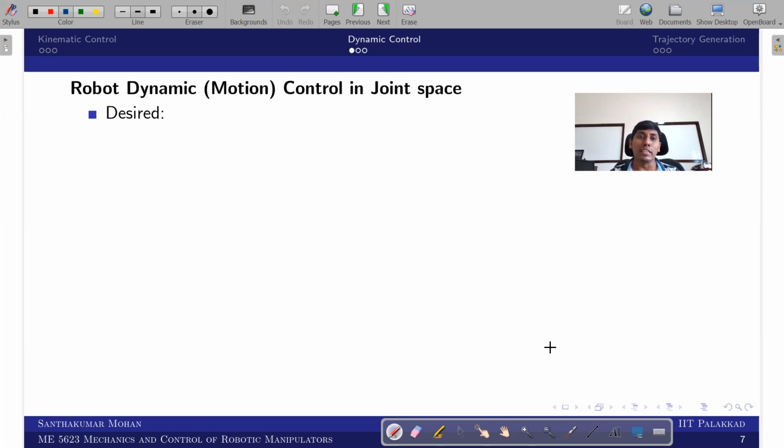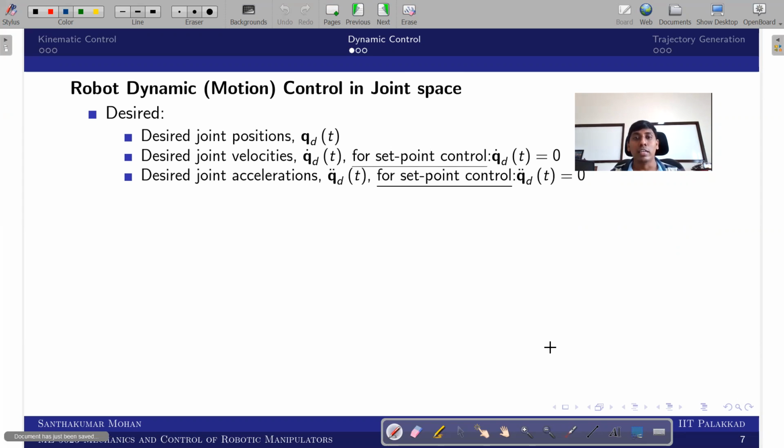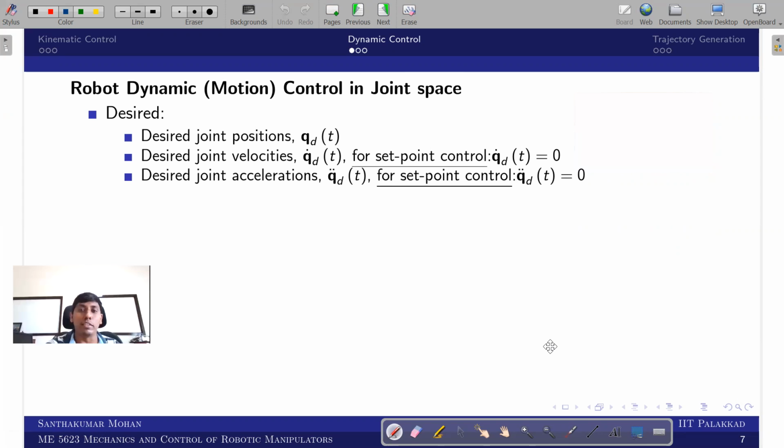We are seeing that now the desired is moved further, where you can see the desired joint position, velocity, and acceleration would be given. In that sense, these are the three given. And if it is set point control, you can assume that these two are zero. But now it is not set point. So then what is supposed to be available to us?